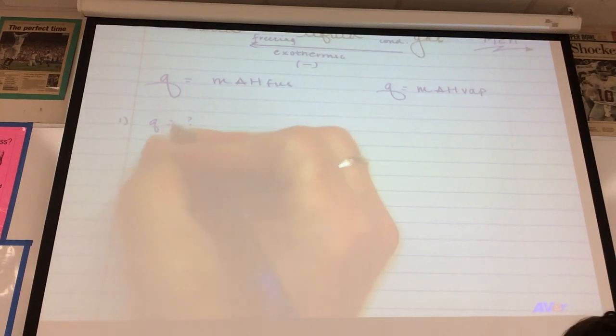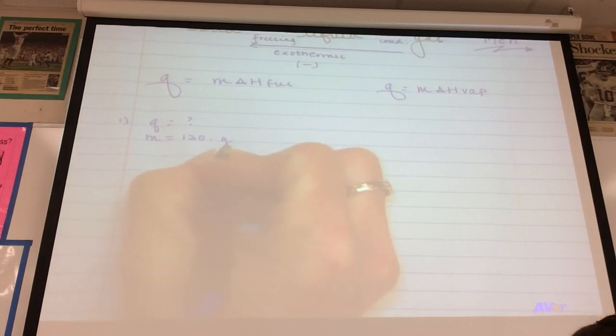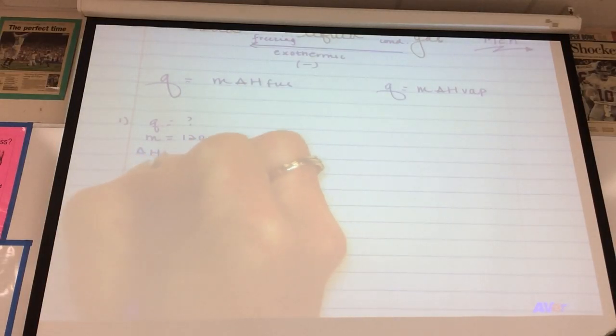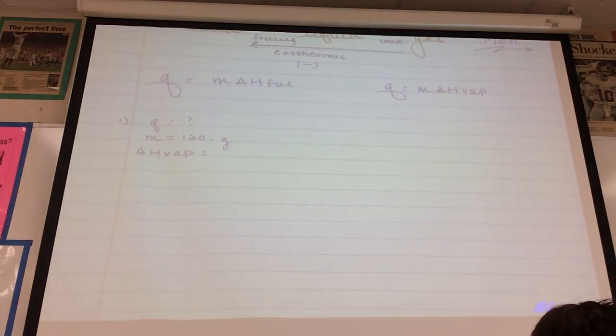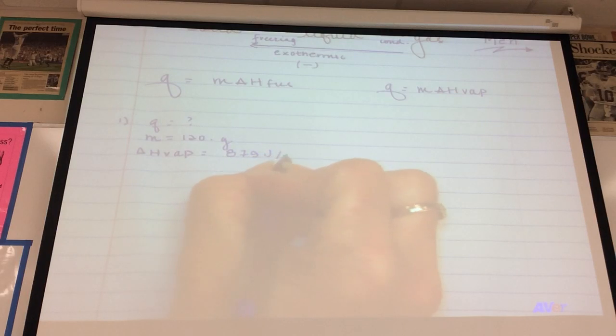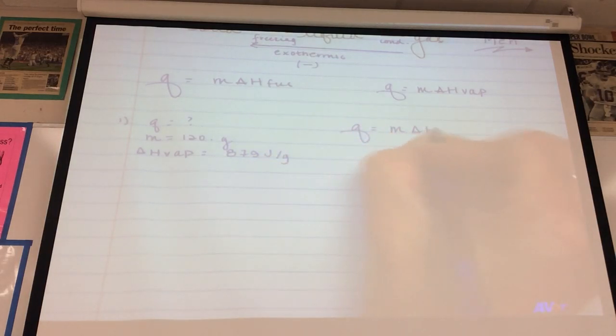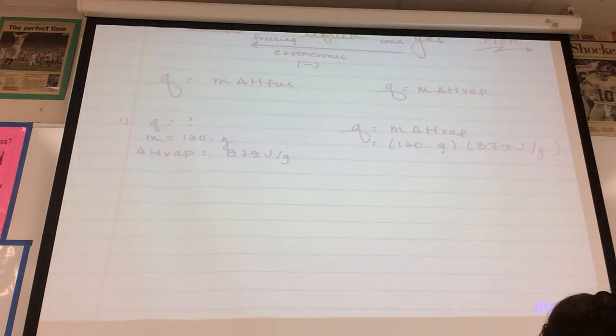So what we've got in number 1 then, we want to know Q. The mass is 120 grams. The delta H of vaporization, because you're vaporizing it, of ethyl alcohol, if you look in table 6, you'll see that ethyl alcohol has a delta H of vaporization of 879 joules per gram. Q is equal to M delta H of vap, and once you've got all the pieces, you just need to plug and chug. Watch your sig figs here. You've got 120 times 879.